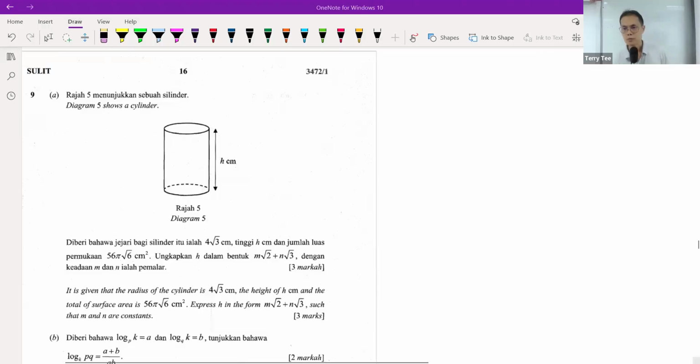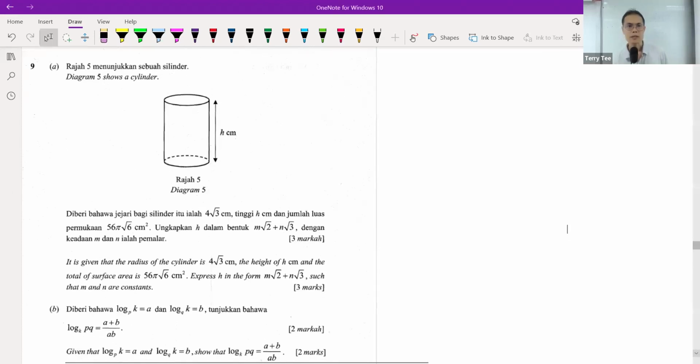Okay, let's move on to question number 9. This is from the chapter Indices and Logarithm, from Form 4, chapter 4. The diagram here shows a cylinder. It is given that the radius of the cylinder is 4 root 3 and the height is h, and the total surface area is 56 pi root 6. You are supposed to express h, the height, in the form of m root 2 and n root 3.